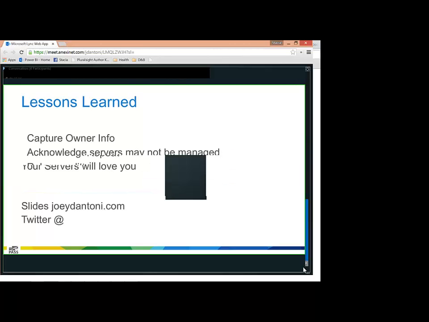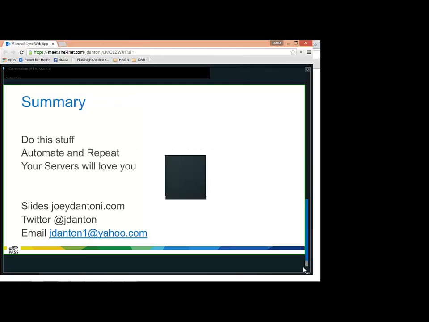So in summary, do this stuff. Automate your builds. I'll have Stacia give you the PowerPoints and the code that I was showing. This is pretty straightforward to do from an automation perspective. Your servers will love you, and you can spend less time installing SQL Server and more time on fun things like performance tuning and troubleshooting other problems. My Twitter handle is jdanton. You can email me at jdanton1@yahoo.com. If anyone has any questions, feel free to chime in.